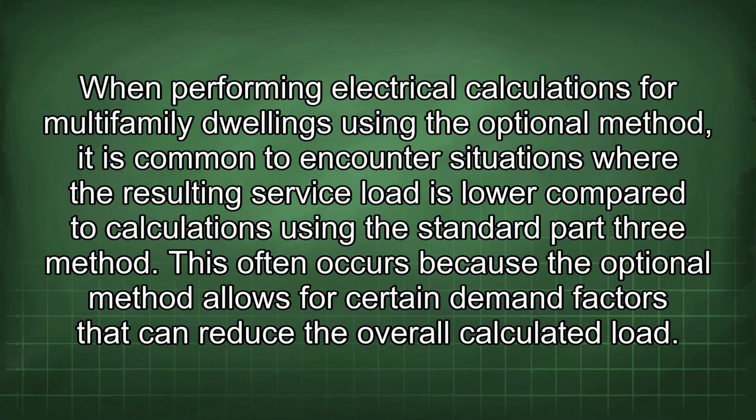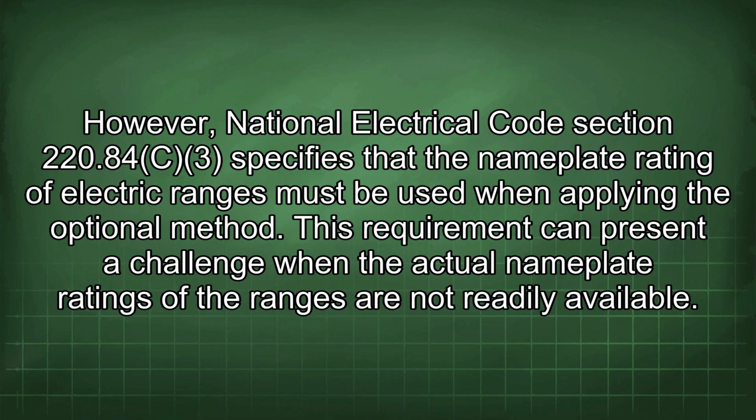When performing electrical calculations for multifamily dwellings using the optional method, it is common to encounter situations where the resulting service load is lower compared to calculations using the standard Part 3 method. This often occurs because the optional method allows for certain demand factors that can reduce the overall calculated load. However, National Electrical Code Section 220.84(C)(3) specifies that the nameplate rating of electric ranges must be used when applying the optional method.